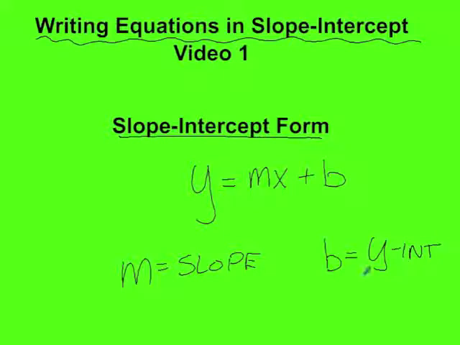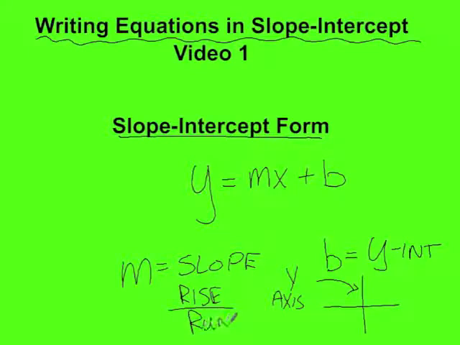And y-intercept, again, is where our line crosses the y-axis. So where it's crossing the y-axis. And our slope is our rise over our run. It's how our graph is changing. So slope-intercept, y equals mx plus b form. So we're going to be looking at graphs, looking at points, and creating equations in this form. Y equals mx plus b.